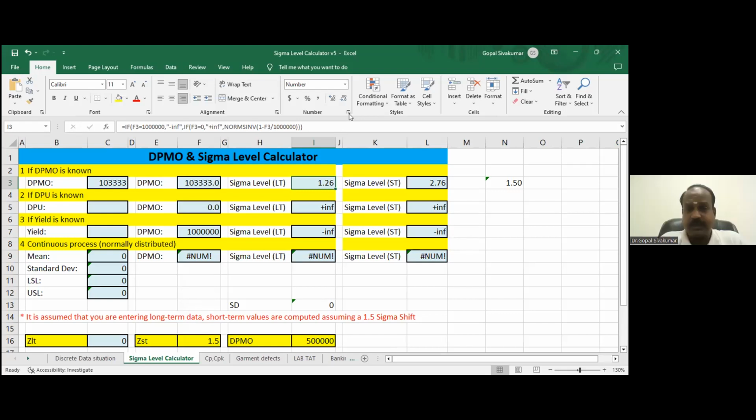It is contradicting our understanding. When the sigma level is high, the business performance should also be high. The quality will be high. When the sigma level is low, the quality should be low. But here, the sigma level seems to be low, but still business is high. Why is it contradicting? It is because of wrong CTQs.